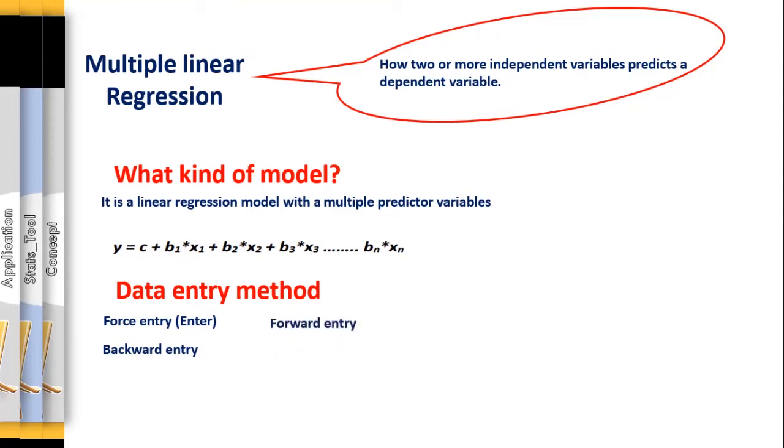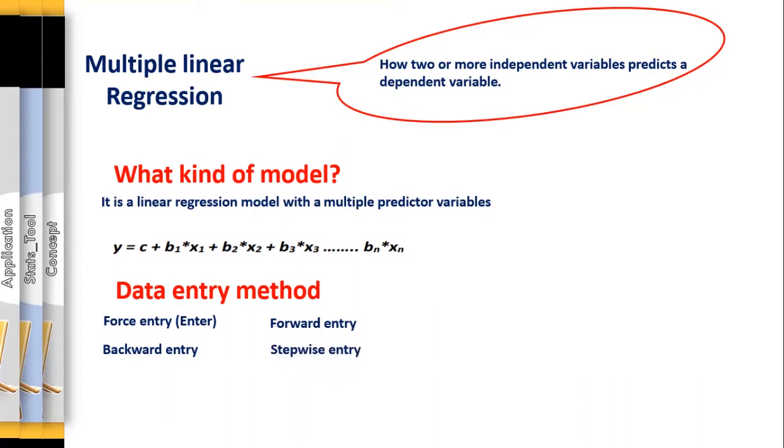We also have the forward entry, where the predictor with the highest simple regression with the outcome variable is entered first, and then subsequent predictors are selected based on the size of the correlation that they have with the outcome variable. This continues until statistically or significantly unique variance to the model has been included in the model.